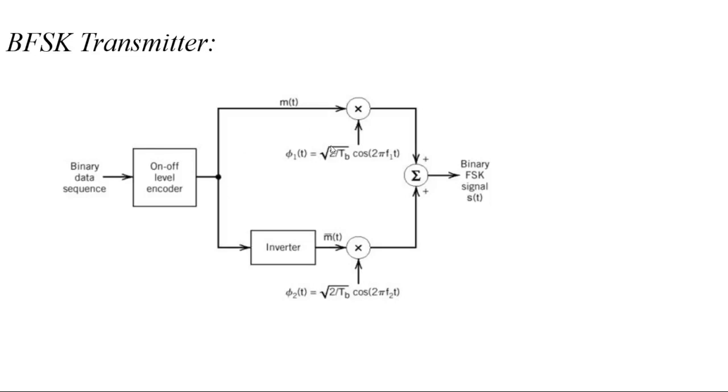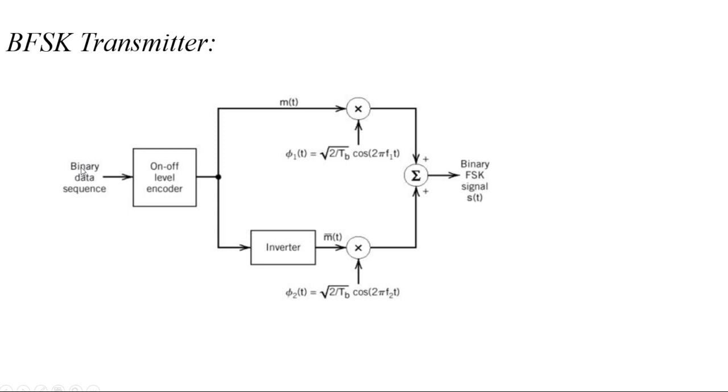So now in the BFSK transmitter, we are using two basis functions, phi1 of t and phi2 of t. The values are phi1 of t equals root 2 by Tb cos 2 pi f1 t, and phi2 of t is root 2 by Tb cos 2 pi f2 t. These two modulators are connected. One input is the basis function, another input is the message signal and the inverted message signal. For inverting we will use the inverter.